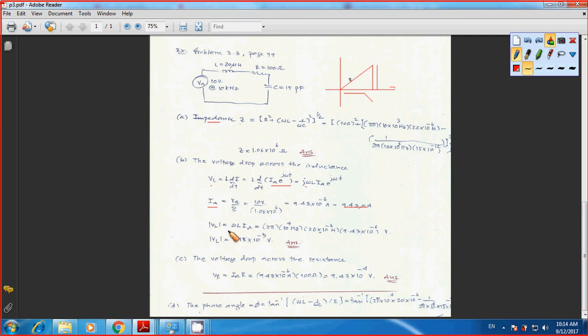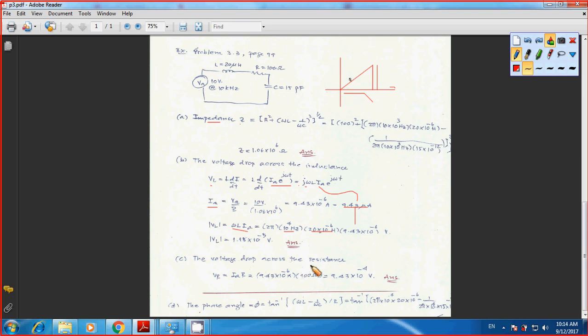And for your VL, you want to find the magnitude of VL. Right here, you ignore the j term, and the magnitude of exponential j omega t is equal to 1. Then you have only the omega L multiplied by IA. So I have omega L IA right here. You have omega equal to 2 pi f, f is 10 kHz, L is 20 microhenry, and IA is 9.43 microamps. That gives you 1.18 times 10 to the negative 5 volts.